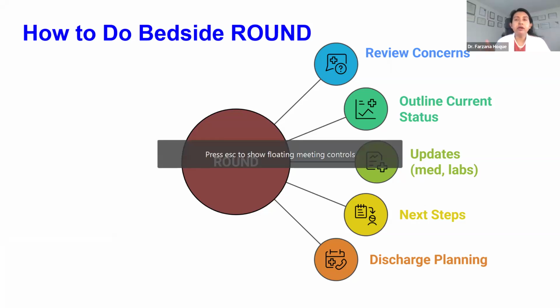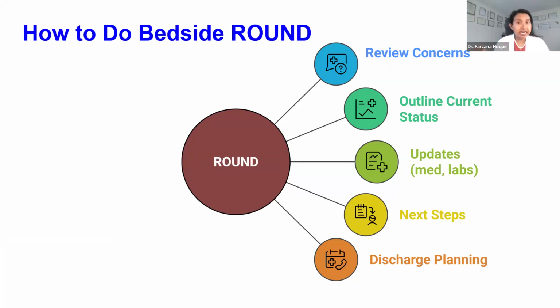First is R for review concerns. In the morning, you must ask and address the patient's concerns. As an intern or resident, if you do not know the immediate response to address the patient's concerns, you must write it down so that you can discuss it with your attending physician and address it during the formal rounding. Because if you do not know the patient's acute concerns or overnight events, there is a high risk that you will miss a lot of important facts that are critical for patient safety.